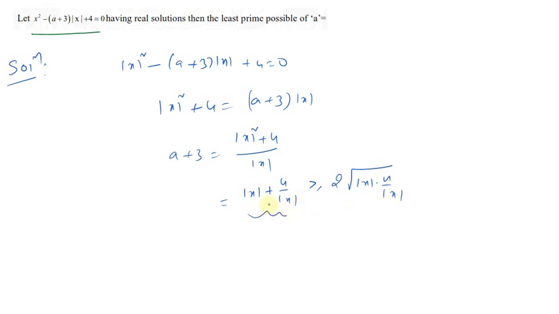And the arithmetic mean of these two numbers is always greater than or equal to the geometric mean. Arithmetic mean means (a plus b) by 2, when you cross multiply you are getting 2, and our geometric mean is square root of ab. This will be 2 into mod x into 4 by mod x. So this one gets cancelled, and so this a plus 3 is always greater than or equal to 4, and a is greater than or equal to 1. Since a is greater than or equal to 1, we have to calculate the least prime number. So of course the least prime is nothing but 2.